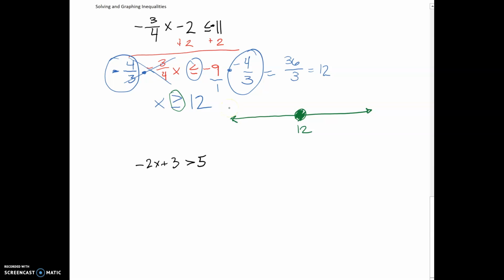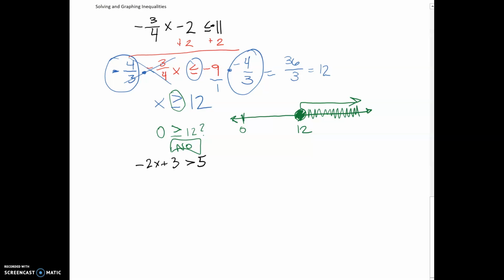Now, from here, if you don't know which direction to shade, my advice is to always pick a number and see if it works. A number I generally like to pick is 0. 0 is over here on the number line. You ask yourself, is 0 greater than or equal to 12? And hopefully you're able to tell yourself, no, it is not. So the direction where 0 is, that's the incorrect direction, because that's a no. So we're going to go in the opposite way, which happens to be to the right. So you're looking for a closed circle shading over to the right for that first one.